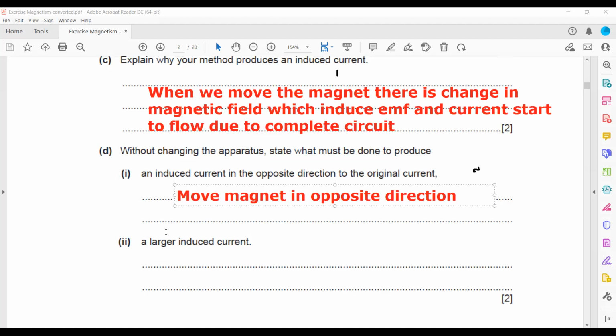We want to produce a larger current. If you want to induce a large current without changing the apparatus, the magnitude of induced current depends on the strength of the magnetic field, the number of coils, and the speed at which we are carrying out the change. But because they mentioned we cannot change the apparatus, so we cannot change the magnet or the coil, the only thing we can do is move the magnet faster. So by moving the magnet faster, the magnitude of the induced current will be larger. Is it clear, this question about electromagnetic induction?